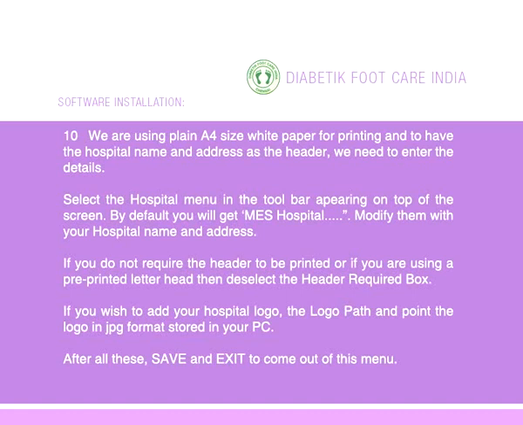We are using plain A4 size white paper for printing, and to have the hospital name and address as the header, we need to enter the details. Select the hospital menu in the toolbar appearing on top of the screen. By default, you will get MES Hospital. Modify them with your hospital name and address. If you do not require the header to be printed, or if you are using a pre-printed letterhead, then deselect the header required box. If you wish to add your hospital logo, then use the logo path and point to the logo in JPEG format stored in your PC. After all these, save and exit to come out of this menu.